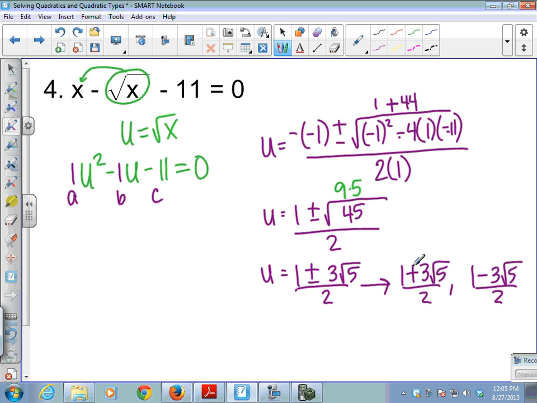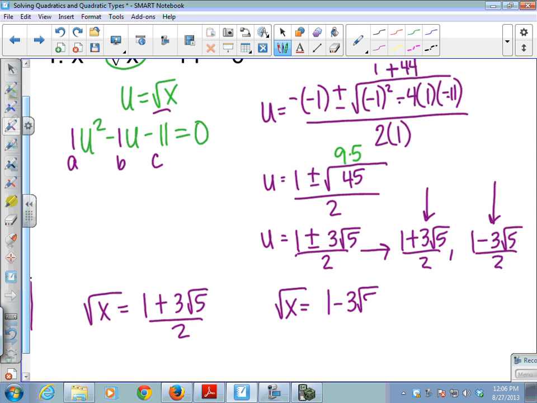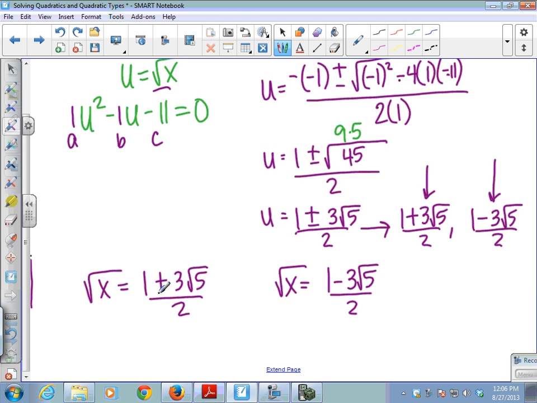So what I've got to do is set both of these solutions that we found equal to the square root of x. So I'm going to say the square root of x equals 1 plus 3 square root of 5 over 2. The square root of x equals 1 minus 3 square root of 5 over 2. Okay, so to find these solutions, I'm going to have to square both sides.